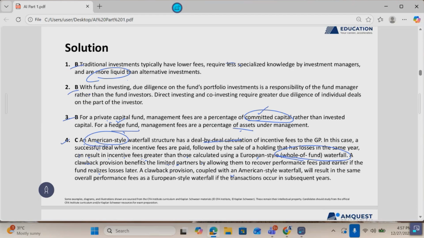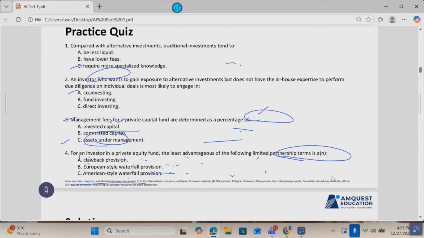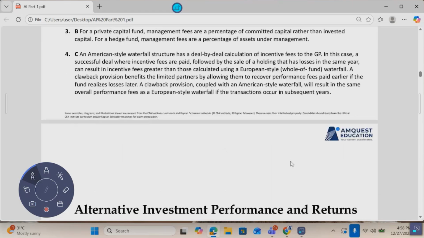So if you have a clawback provision and you have American style, you're going to have the same overall performance fees as a European style waterfall. Okay, European style is much more beneficial to the investor. So therefore the answer is American style is basically least advantageous to the scenario. Clear? American style is least advantageous. Right. Okay, so let's continue.